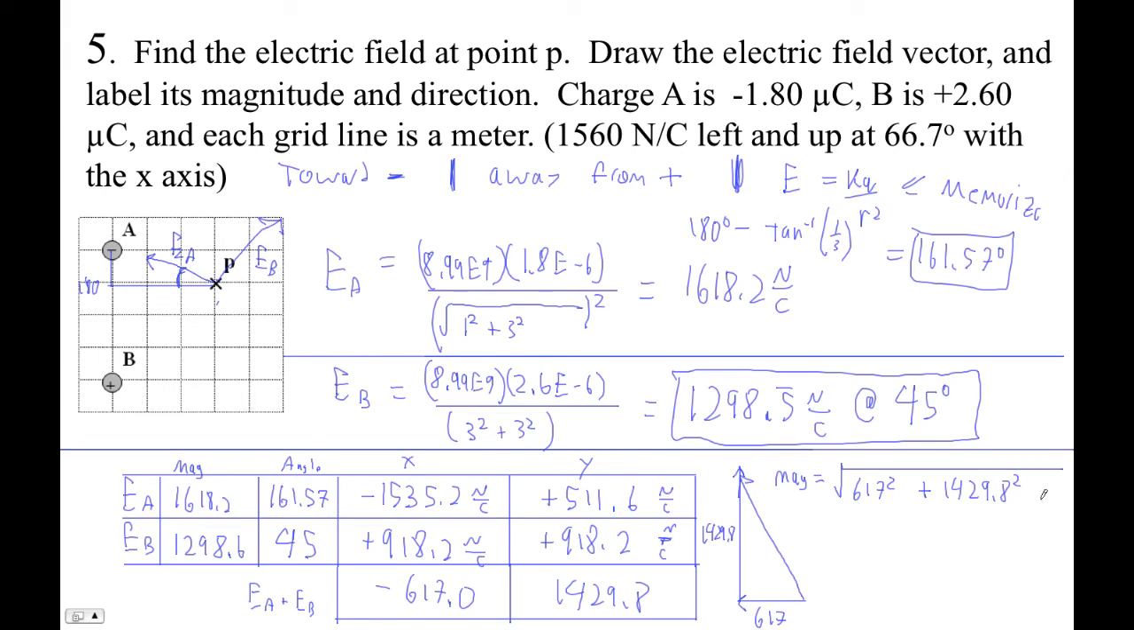Okay, so let's figure out this magnitude. The square root of 617 squared plus 1429.8 squared, right parenthesis. That's 1557. Ooh. Ooh, this is so good. It's so nice to get to the end of a, I don't know, 20-minute video and get the right answer, right? Okay, so this answer is 1557.2.